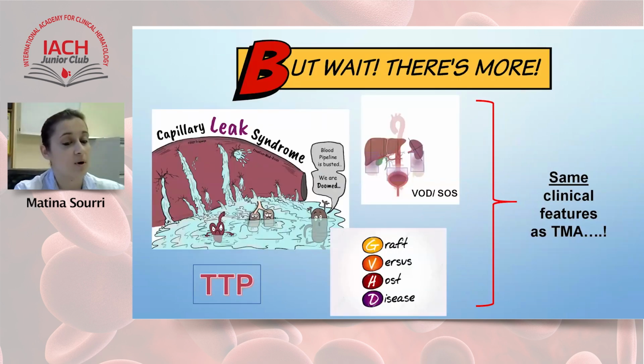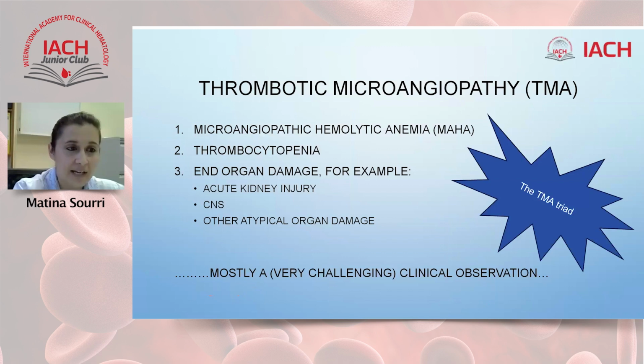Unfortunately, for all hematologists around the globe, and just to make things a bit more complicated, capillary leak syndrome, TTP, GVHD, and VOD-SOS actually have the same clinical features as TMA. Finally, I would like to share with you the TMA triad, which, as you know, consists of microangiopathic hemolytic anemia, thrombocytopenia, and organ damage. Acute kidney injury, CNS, or other atypical organ damage mainly involves kidneys and brain. However, we should bear in mind that it can actually affect any organ. And seeing as it's considered one of the most severe complications of allo-HCT, and bearing in mind that it's mostly a clinical observation, we should all stay alert for the benefit of our patients. And with that, I would like to thank you for your attention.